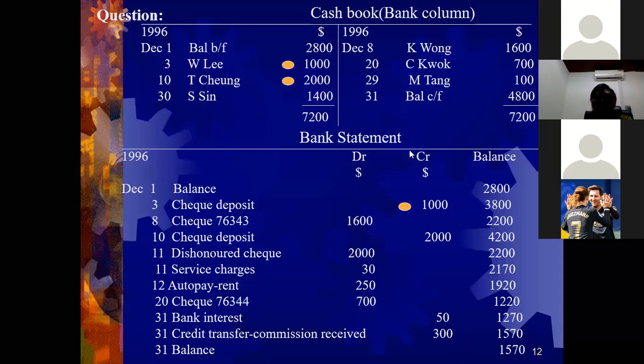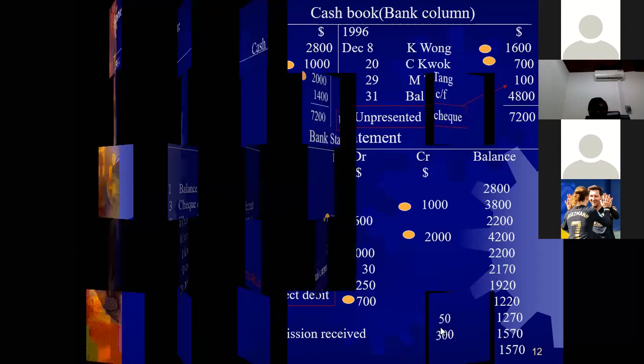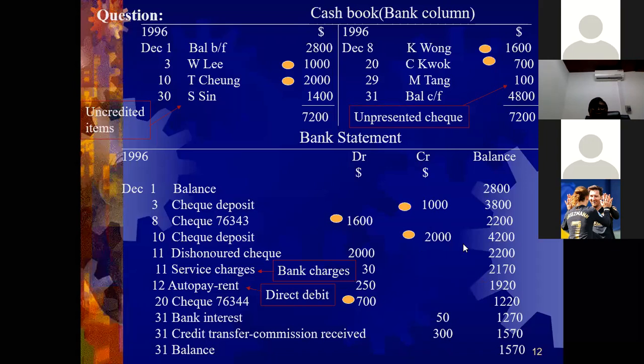So this question, this is how it has been. All the ones that have corresponding figures have been highlighted. So you see the uncredited check, M-Tank, the arrow, unpresented, okay? Service charge, bank charges, auto rent, direct debit, okay? The interest, and this one, bank interest credit transfer. So that is how we can identify them and mark them.